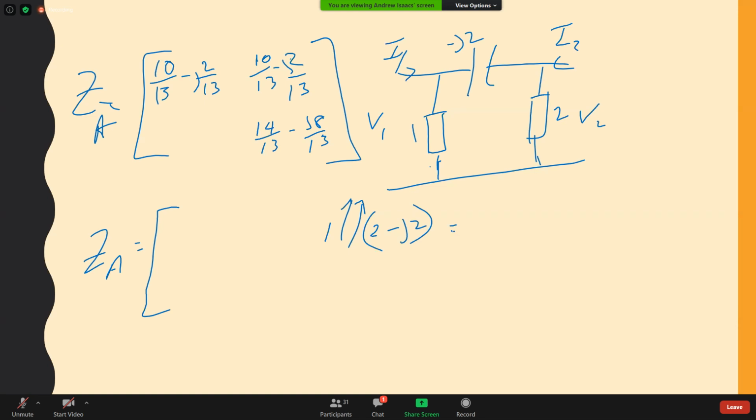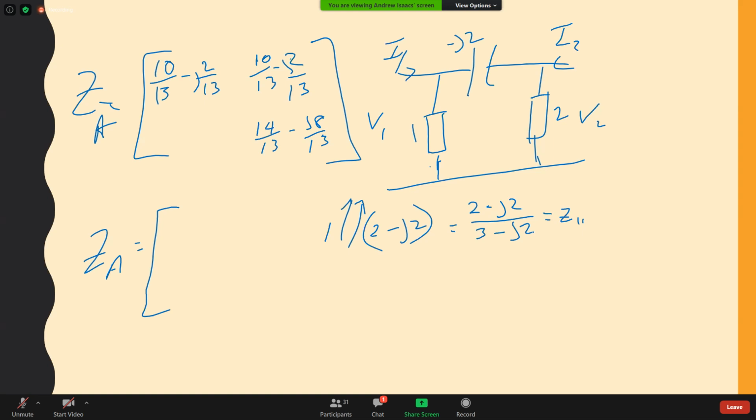So what would that be equal to? No, just keep it simple. If I multiply 1 by this, what do I get? Oh, 2 minus J2, sir, over 3 minus J2. All right. So leave it like that for the time being. So that is Z11. And of course, over J2. And that would, of course, be 10 over 13 minus 2 over 13 J. Agreed?